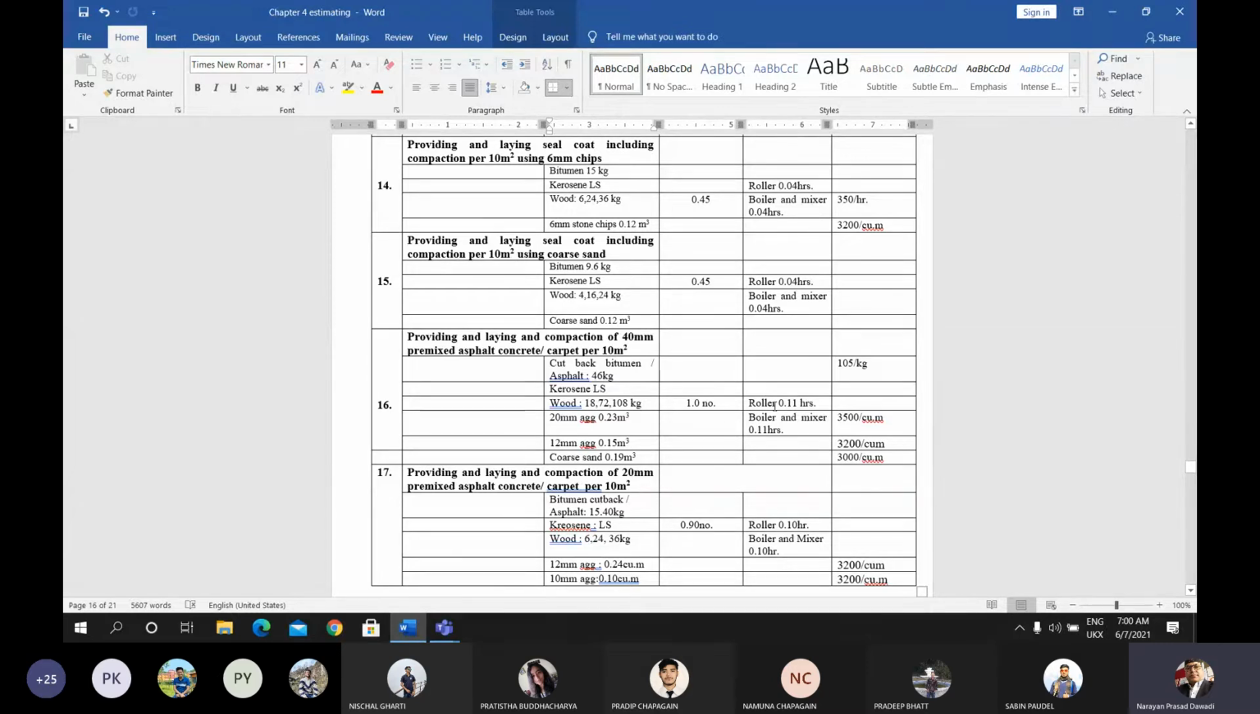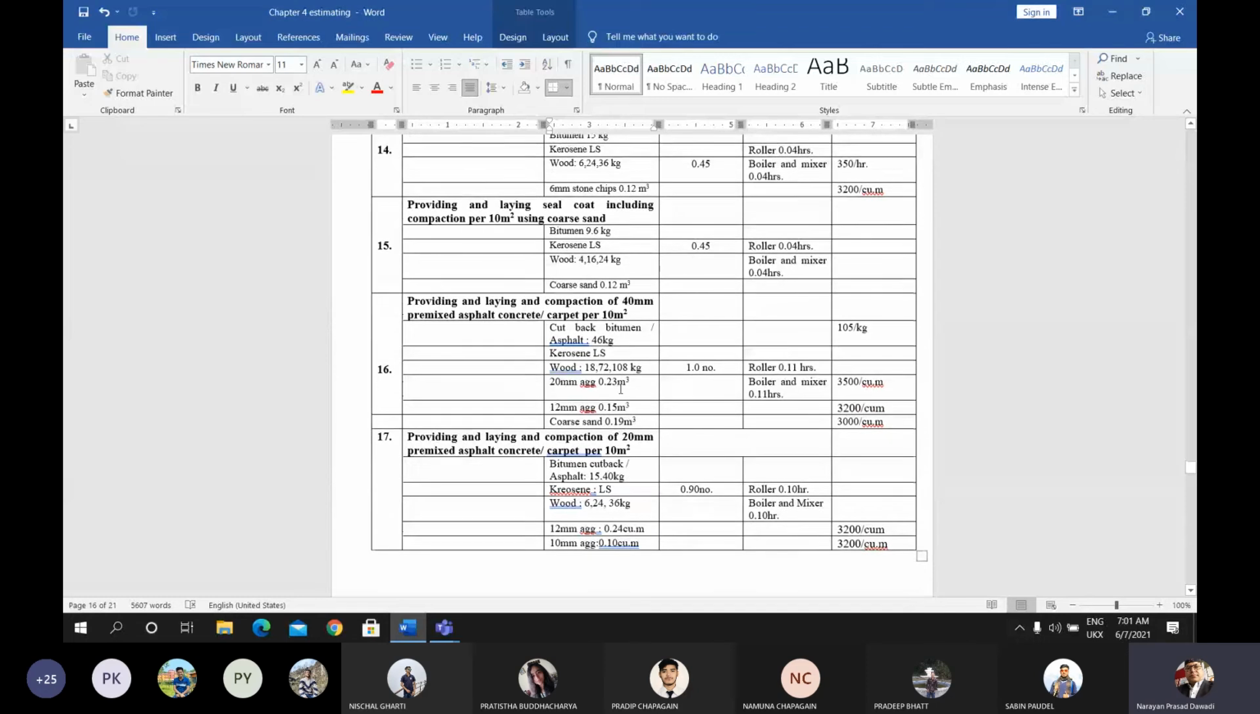Now use the rates: 20 size aggregate at 3500 per cubic meter, 12 size aggregate at 3200 per cubic meter, and coarse sand at 3000 per cubic meter. For the roller 1200 per hour, boiler and sprayer 350 per hour. Okay, use this and you can make the rate analysis by yourself with these materials, labor and equipment. This is very important. Item 16 is also very important.